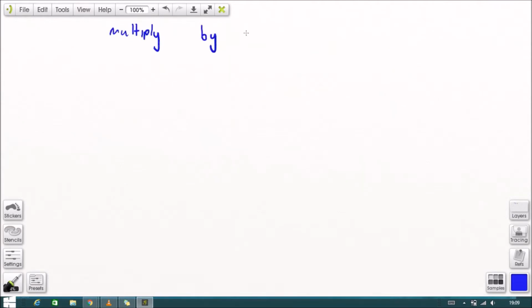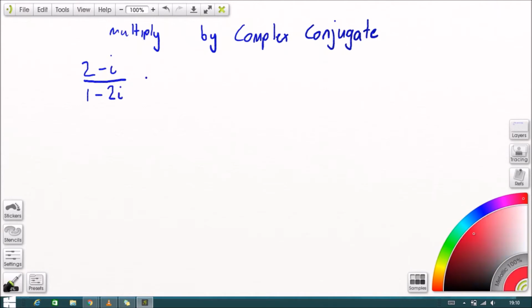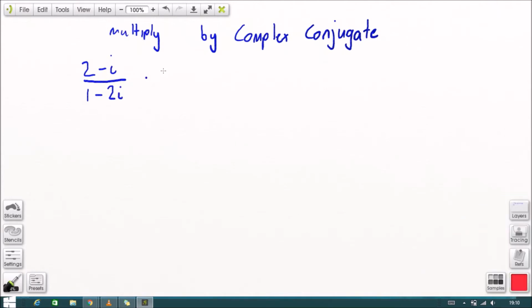When we're dealing with division of complex numbers, we're going to do the same thing, except we're going to use the complex conjugate, which is exactly the same, except we've got an imaginary part and a real part to our denominator. So here we've got 2 minus i over 1 minus 2i. So we're going to multiply by the complex conjugate of the denominator, which is the same thing except we change it to a plus sign instead of a minus sign.